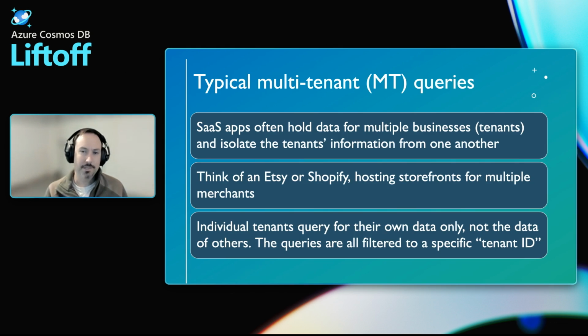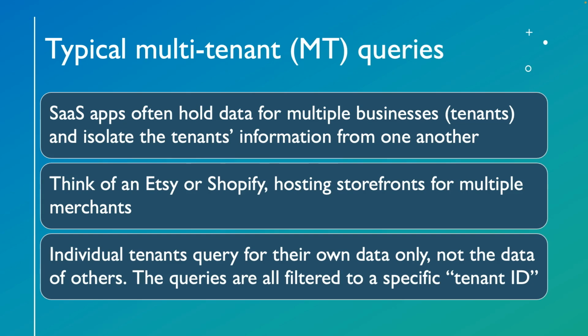And then the second part is, now that we've talked about ORMs, what is a multi-tenant application and query? Azure Cosmos DB for PostgreSQL excels in several use cases. One of them is the multi-tenant use case. What that looks like is generally SaaS applications that hold data for multiple businesses that we call tenants, and then it isolates the information from one tenant to another.